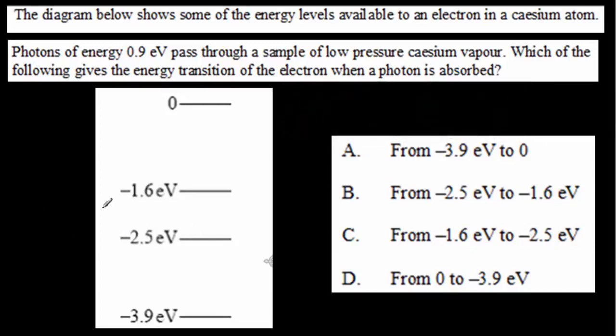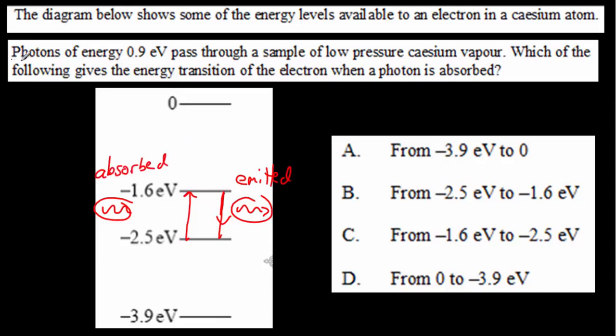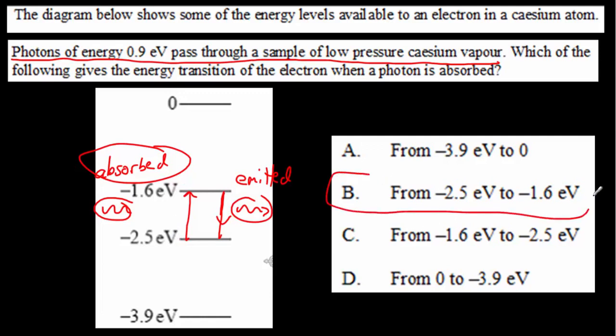Hopefully you recognized that our photon coming in would cause a transition to a higher energy level, whereas when there's a transition to a lower energy level, that's when a photon would be emitted. In this case, we're taking our photons and passing them through a low pressure vapor. And that means we're talking about absorption here. And that means the electron is going to go to a higher energy level. And that means the correct answer here is B.